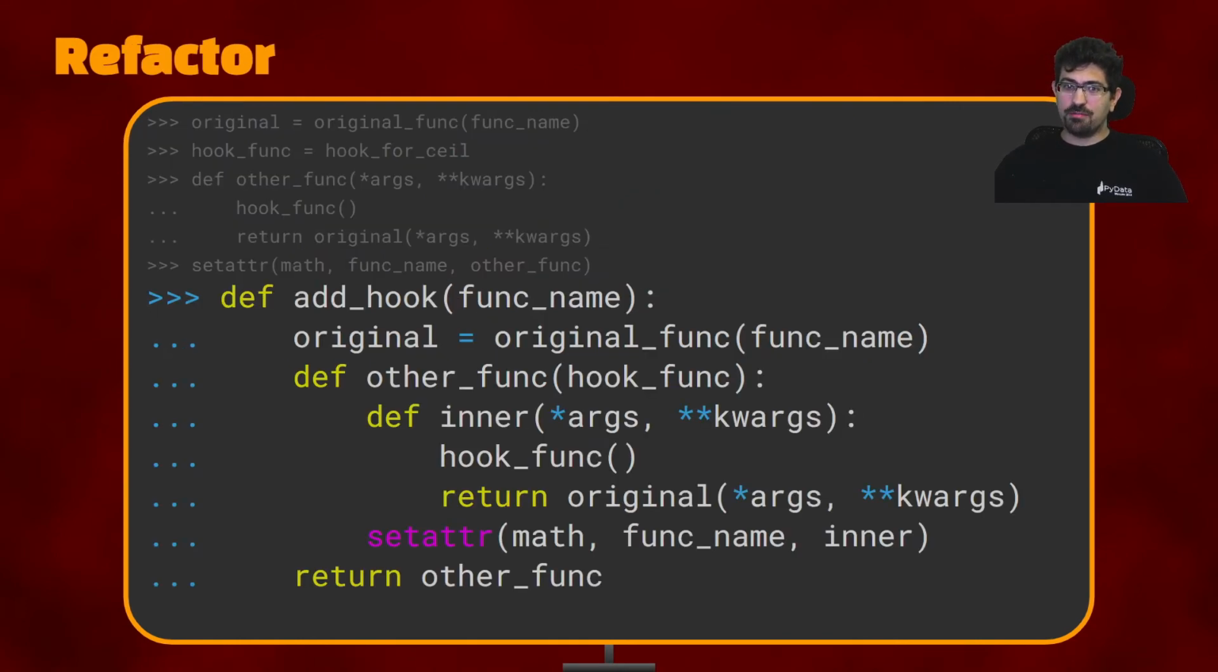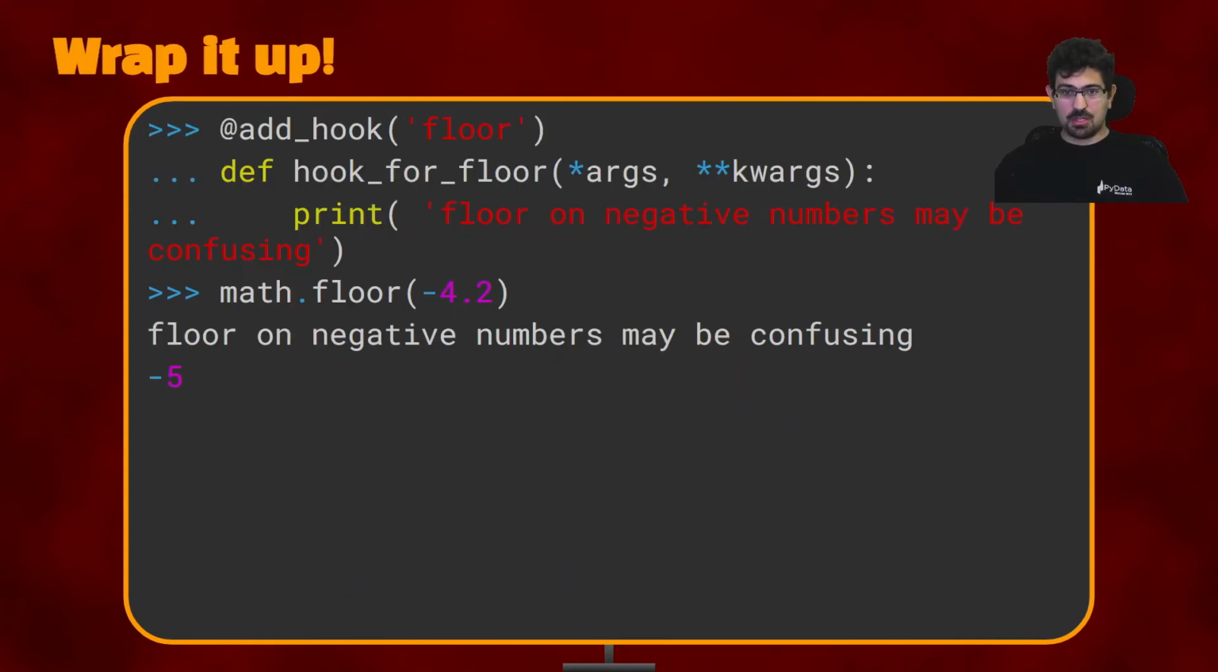But now we can refactor that, and we can say add hook is a function that accepts a function name. Then it keeps inside the original function. It writes this to the ledger because it uses the original func method. Now we define another function, which takes the hook function and runs the hook function and then runs the original function. And in the end, it sets the attribute on the original module, which is math, and eventually returns the function. How does it work?